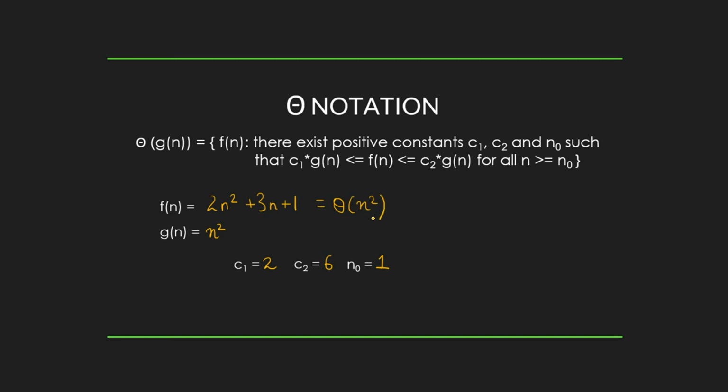Let us now plot the graph. This is our f(n). This will be c1 times g(n) and this is c2 times g(n). And this will be our n naught, which is equal to 1. So we can see that f(n) is bound by these two functions, c1 times g(n) and c2 times g(n).